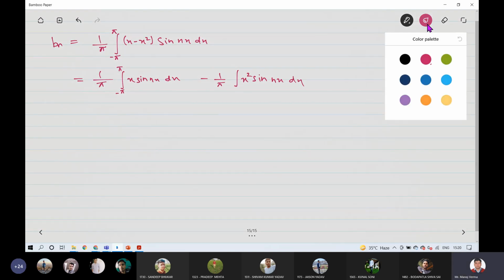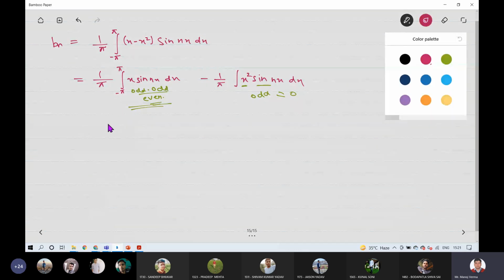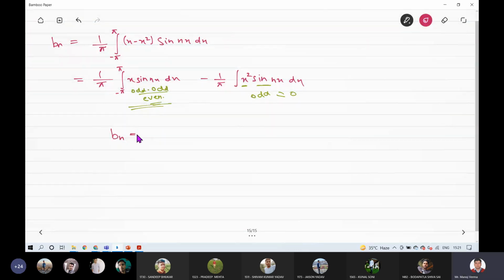Now you can see this function is even, this function is odd, so the overall function will become odd and hence it will be 0. Similarly, this function is odd and this function is odd, so the total resultant of this function will be even. So I just have to calculate this integral and this integral will go to 0 on its own. So this Bn will become 1 over pi.